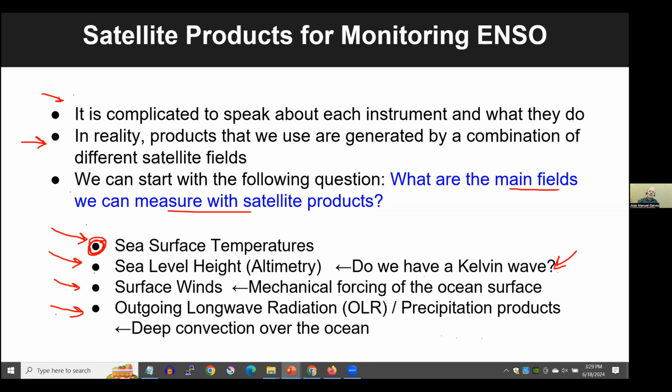Then you have a lot of precipitation products that could tell you whether you have a heavy rain producing system or a large system. Why does that matter for ENSO? We're talking about OLR and rainfall. Why? Because convection can also affect surface winds, can trigger Kelvin waves, and can also modify ocean circulations. It can catapult a process that can lead to the development of an El Nino.